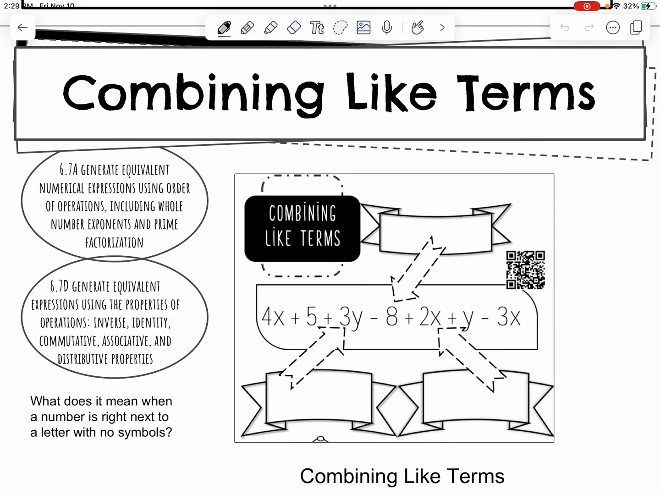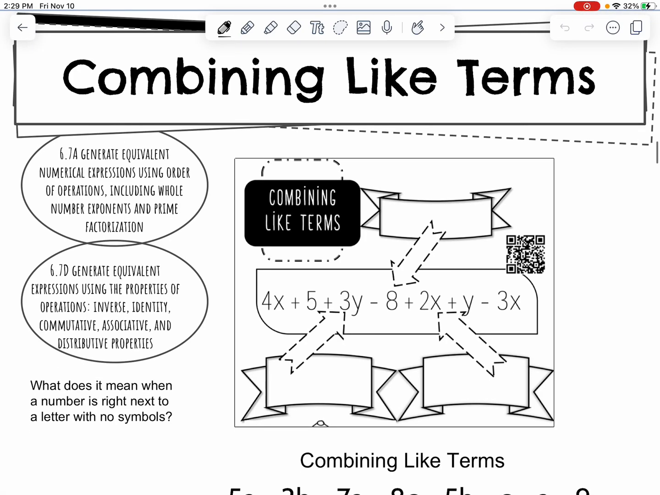Okay, here we go. Now we are going to work with combining like terms. So just like it says, combining like terms. This means that we are going to put together the terms that are alike. If they do not have anything in common or they are not similar, we cannot group them together. Listen to me. If they are not alike, we cannot group them together.